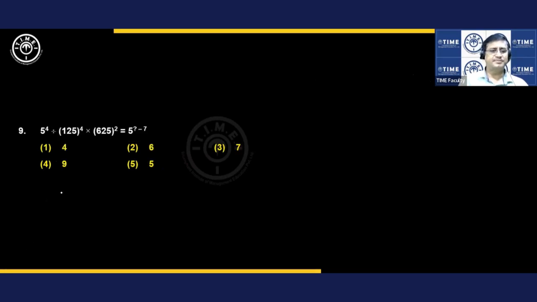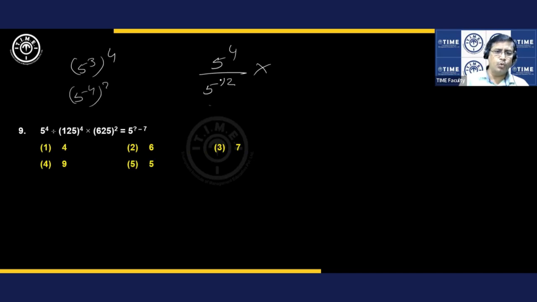Next, question number 9. 5 power 4 divided by 125. 125 means 5 cube. 5 cube whole power 4 means 5 power 12. 625 means 25 square, which is 5 power 4. 5 power 4 whole power 2, that is 5 power 8, is equal to 5 power question mark minus 7.